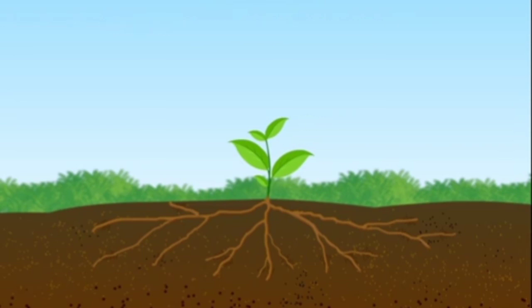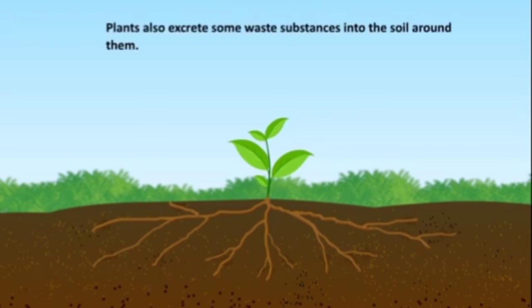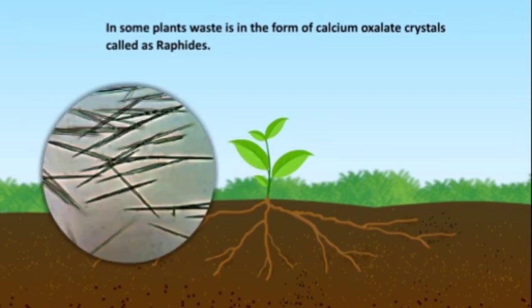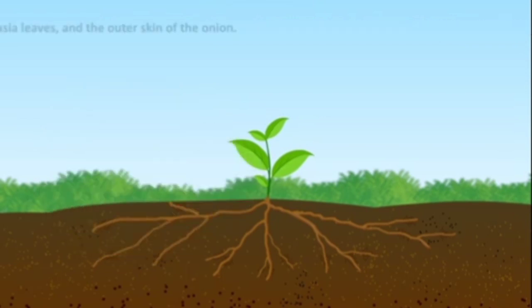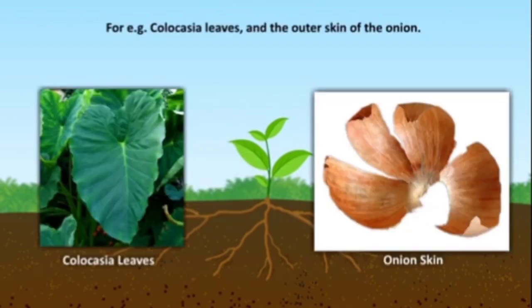Plants also excrete some waste substances into the soil around them. In some plants, waste is in the form of calcium oxalate crystals called raphides. These are needle-shaped and therefore hurt and cause itching. For example, colocasia leaves and the outer skin of the onion.